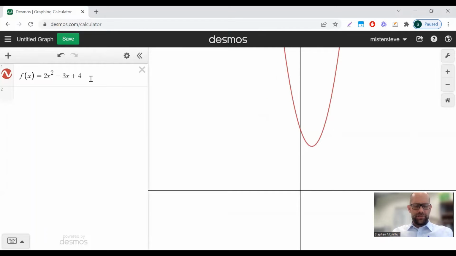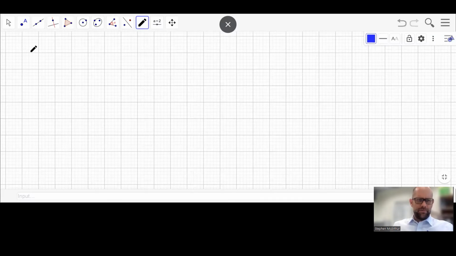What we're going to do is I'll do some working out and I'll show you how to do this. So 2x squared minus 3x plus 4 is our quadratic. So I'm just going to write that down now. We'll go f of x. F of x is equal to 2x squared minus 3.